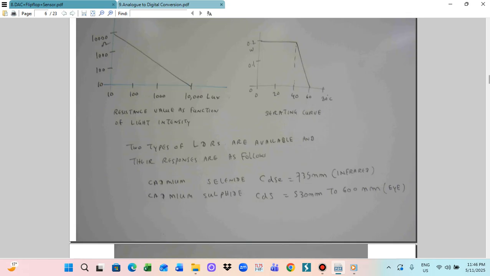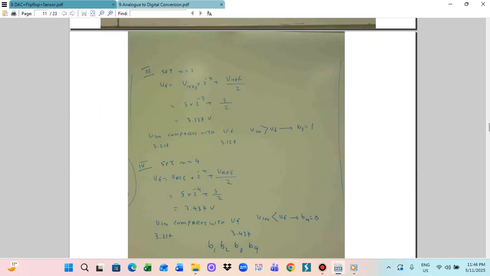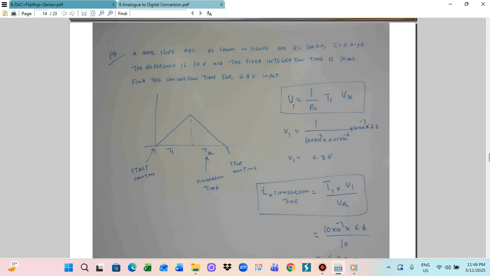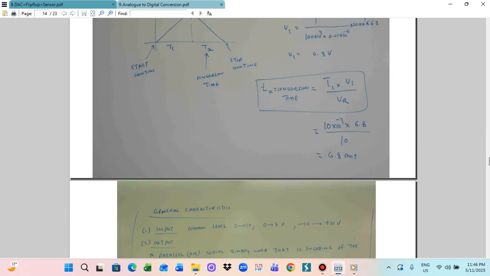Dual slopes use an integrator circuit. So this is what we call a dual slope analog to digital converter. The dual slope integrator circuit and the input voltage are compared, and then we can produce the output. So this is what we call the dual slope ADC, the dual slope converter. Then there's the successive approximation method.